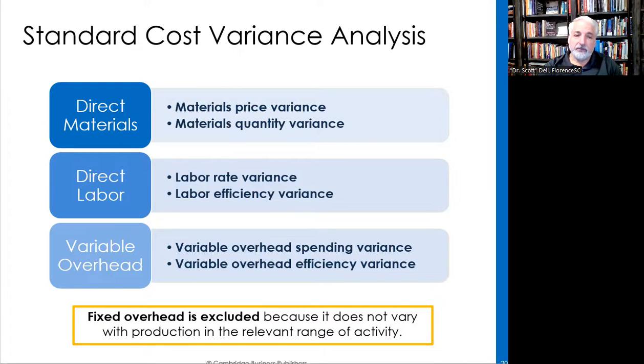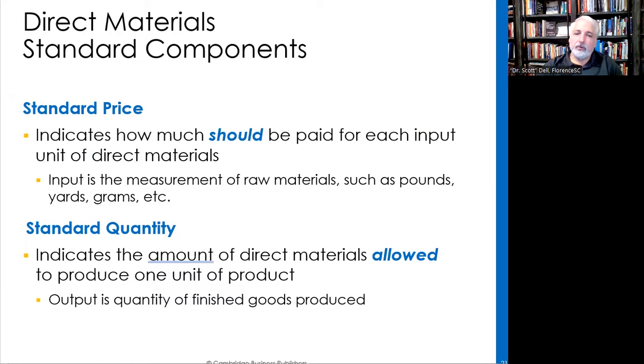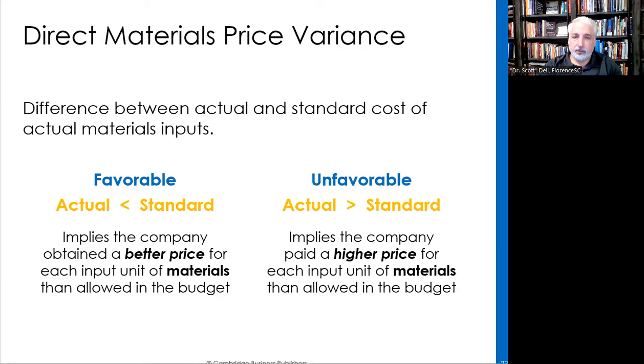So we're looking at that relevant range. We're saying fixed costs will be pretty constant. But we can get variations in our materials, our labor, and our overhead. So standard price, standard quantity. The standard price is how much should be paid based on what our expectations are. And the standard quantity is the amount allowed for one unit of product. So that's what the finished good production will be.